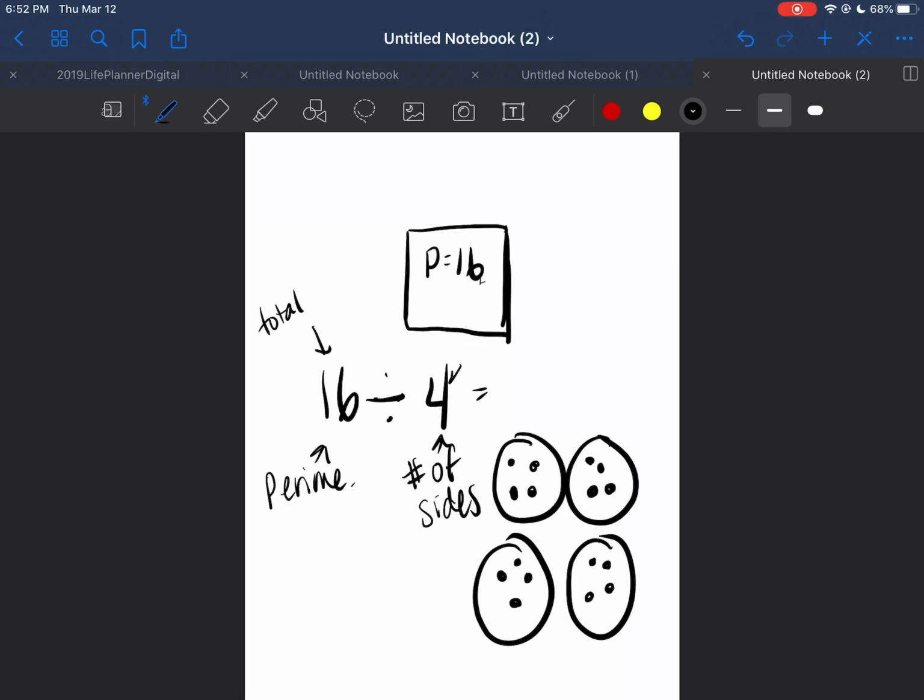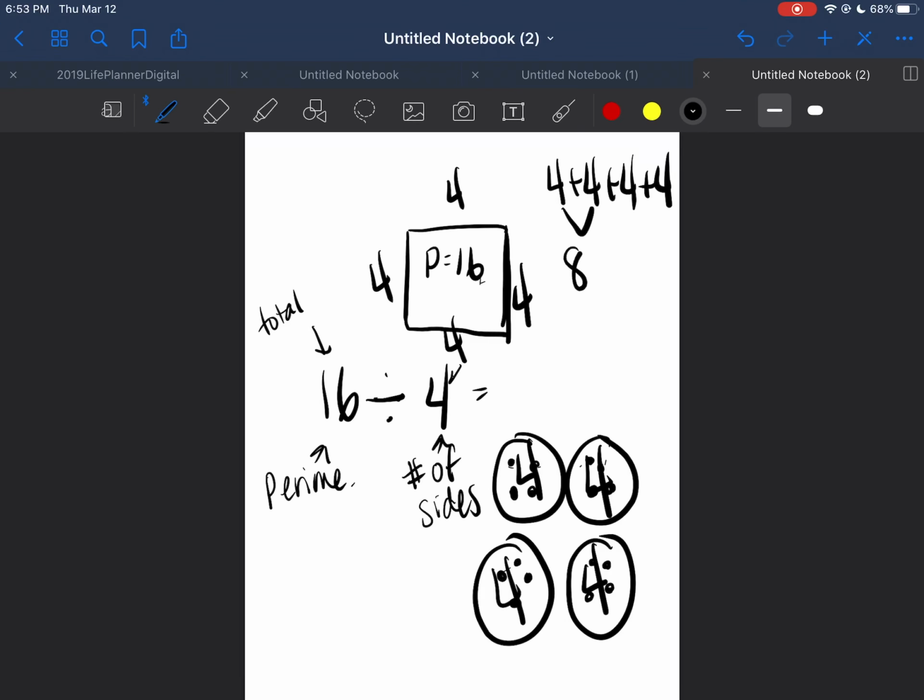All right, now if I shared equally, I should have an equal number of dots in each group. So let's count them. 1, 2, 3, 4. 1, 2, 3, 4. 4 and 4. So we've determined that our missing side length for this square is 4. But again, let's check our work to be 100% sure.